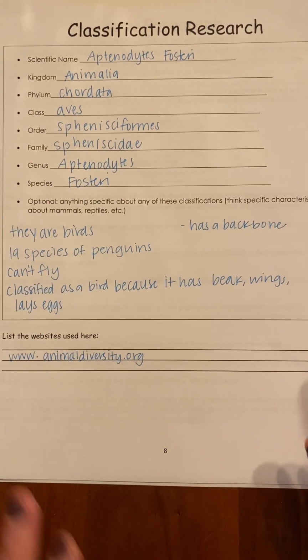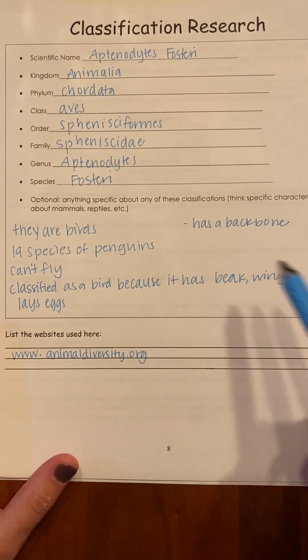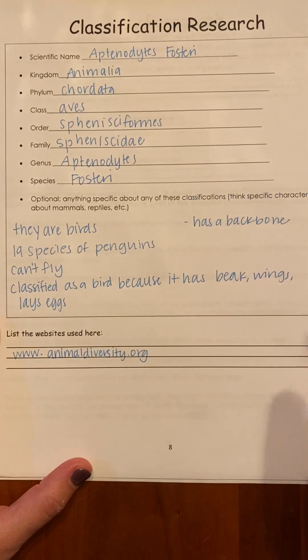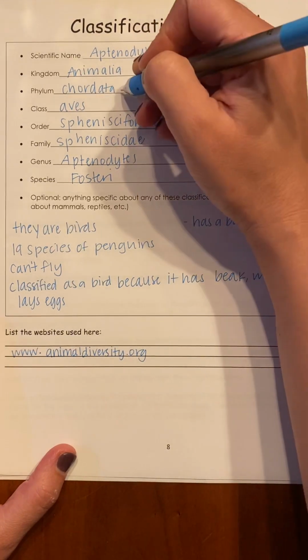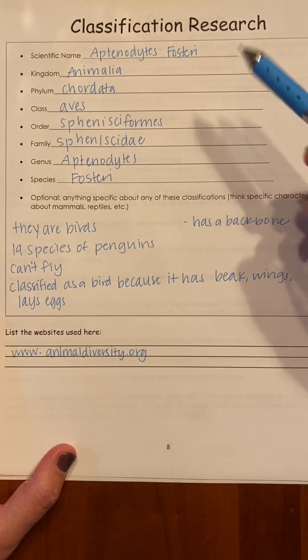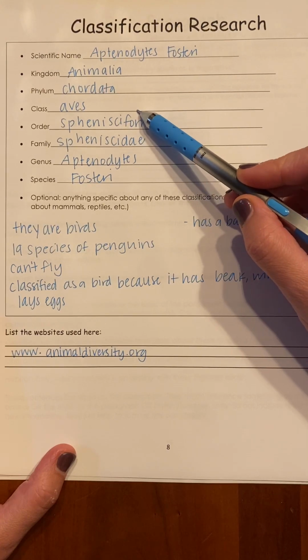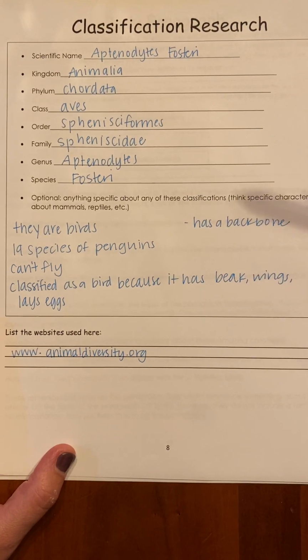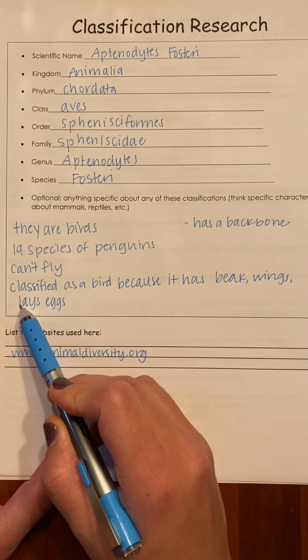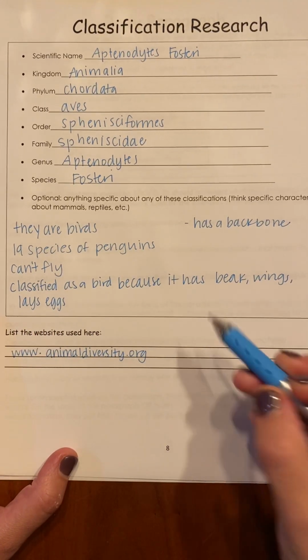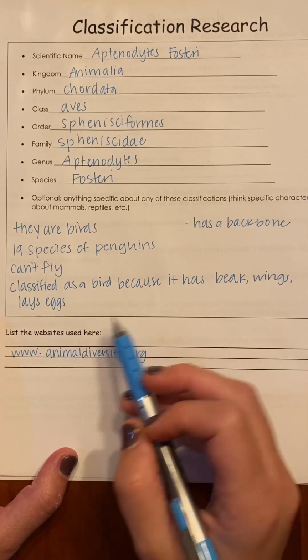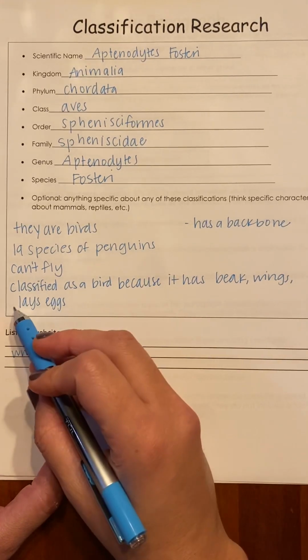Okay, so as I'm looking through this, I have all of the classification, which is great. I look down here, they have a backbone, which is true. That's why they're in this phylum, which is good. They're in the class Aves, which means that they are a bird. I will say I do think it's very interesting that they are classified as a bird, even though they can't fly, because they have so many of these other characteristics of birds. So to me, that's a very interesting thing.